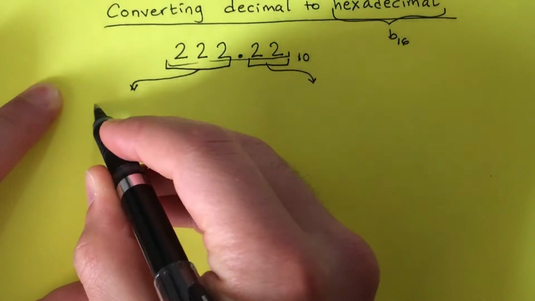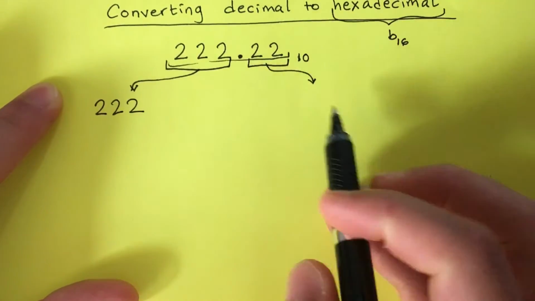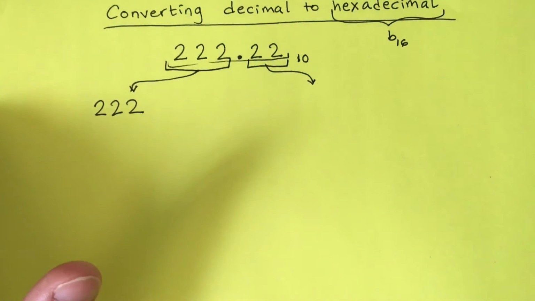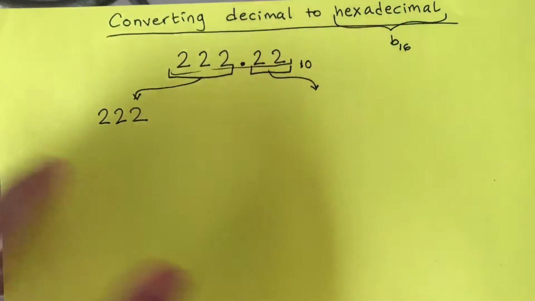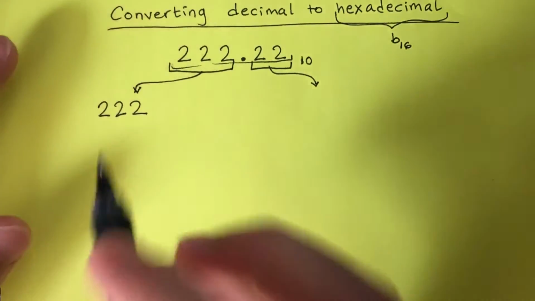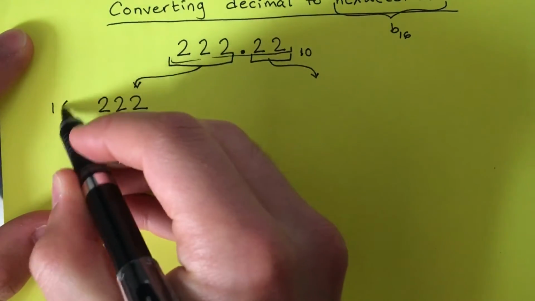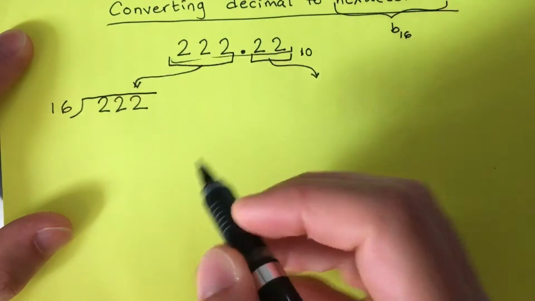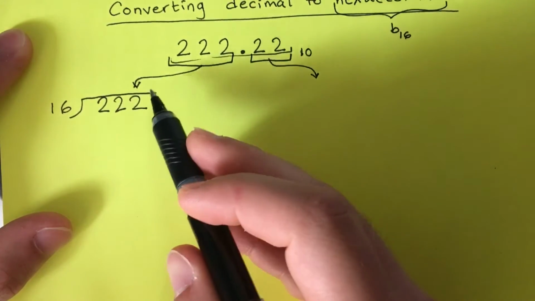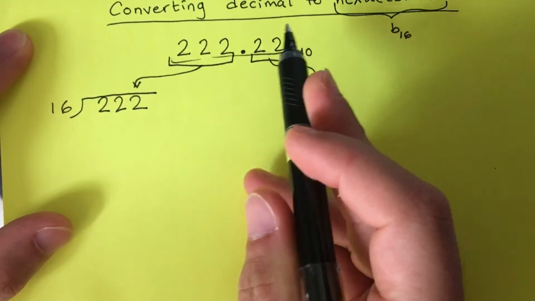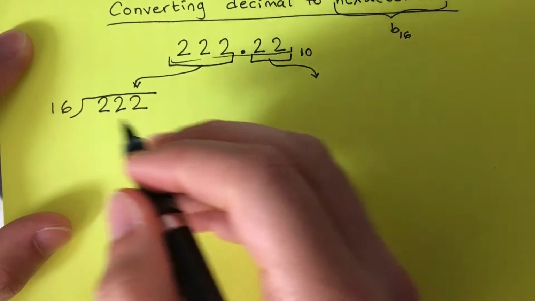Okay, so first we have the whole number 222, and always when we're in decimal form and converting to some other base, we're gonna be dividing that number by the base that we're going to be converting to. So 222, we're going to divide it by 16 multiple times. If you watched my other video of converting decimal to binary, you'd have a sense of what we're going to do right now.